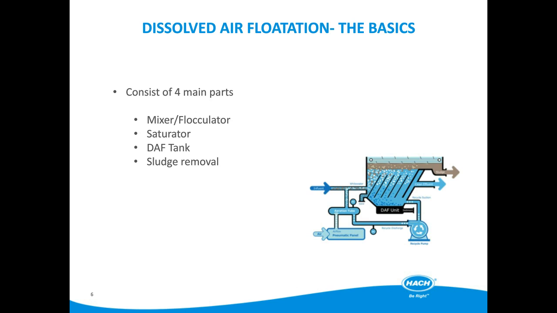The DAF process consists of 4 main parts. The mixer and flocculators ensure the even dispersal of the flocculant and polymer within the sample, and are sized to ensure the floc has sufficient time to develop before it enters the clarification process. The saturator is where the recycled water is saturated with air to form fine bubbles used to float off the solids. The equipment and process for this key stage is covered later in this webinar.